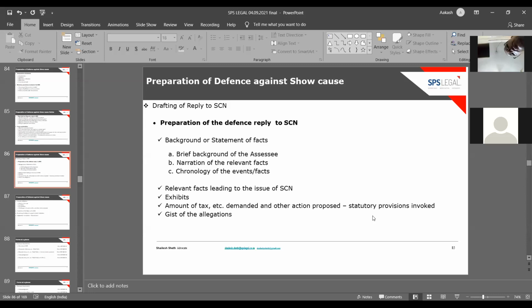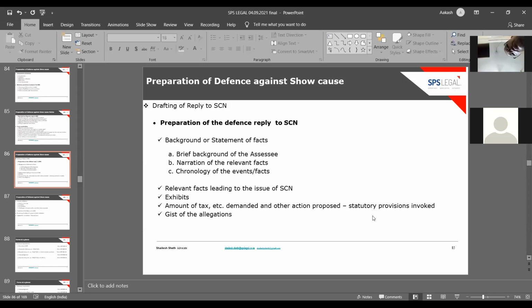And when we do really copy-paste, which is basically the current culture, then one has to be extra careful, because then you have to apply your brain twice: whatever I am copy-pasting, whether it is really correct or not, whether it is questionable or not. So please take every case on its own merit and prepare the defense afresh. It may not be very advisable to go by the standard draft. Then always, relevant facts leading to the issue of the show cause notice should be clearly narrated.